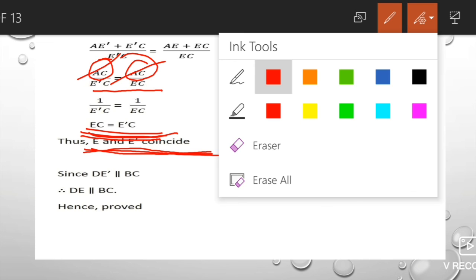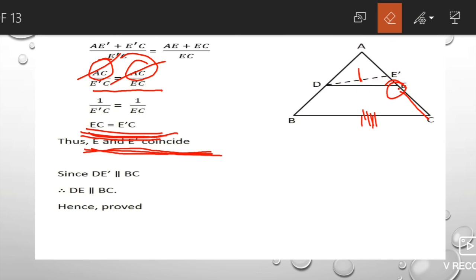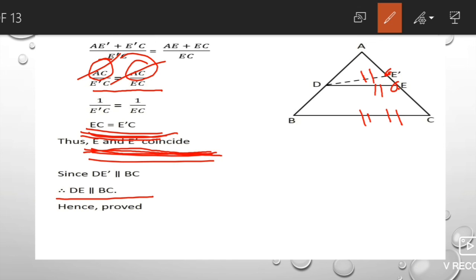Okay, so let me explain this one again. Since you have constructed DE dash parallel to BC, right? And you have proved that E and E dash coincide with each other, that means DE is parallel to BC. So that's why DE is parallel to BC. Hence the theorem is proved. Okay, so this is the converse of the BPT theorem.